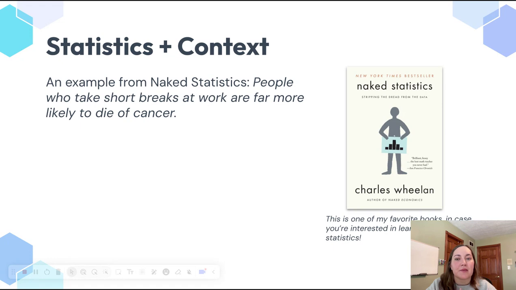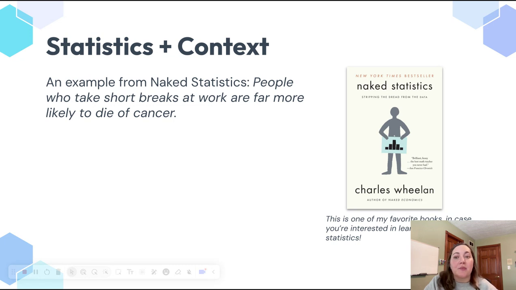One of his examples early on is people who take short breaks at work are far more likely to die of cancer. And if you just present information like this, it's easy for other people to start saying, okay, we can't take breaks. We need longer work days. We need this and this and this. But context for statistics is so important because really, if you start to think about this, there's likely another variable that we're missing in this statement that's going to give us a little bit more information.